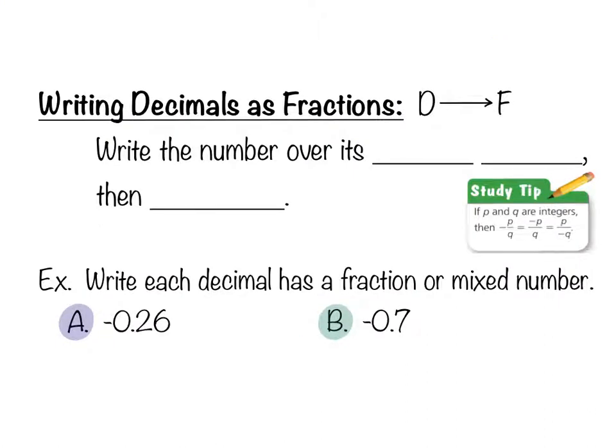All right, the next part is writing decimals as fractions. This part is a little bit easier. So to write a decimal as a fraction, write the number over its place value. And then, as with all fractions, we have to reduce. So write the number over its place value and then reduce.